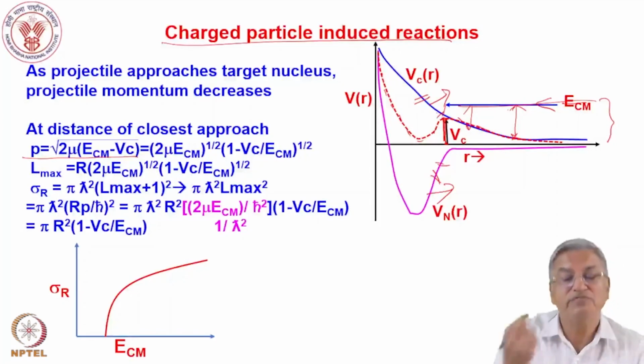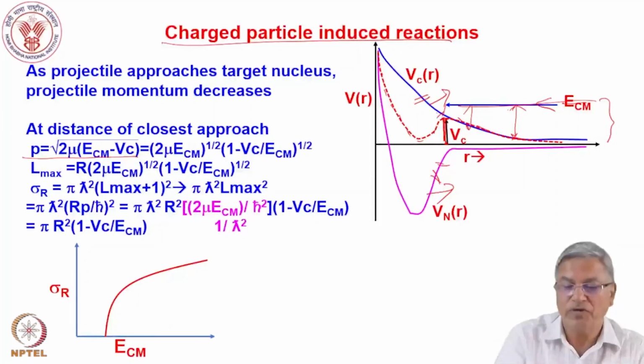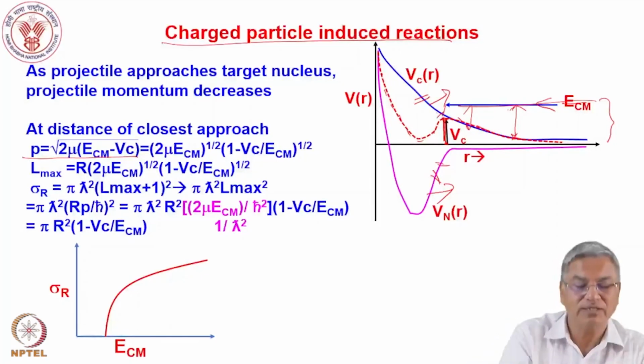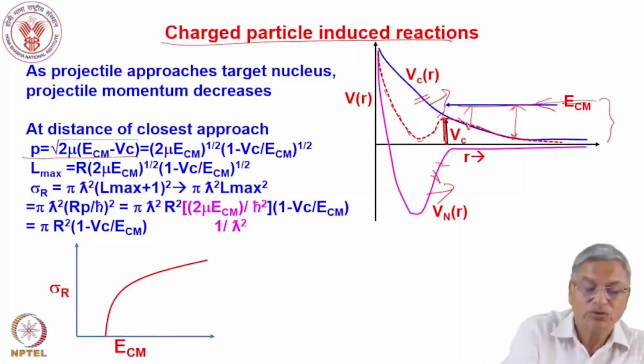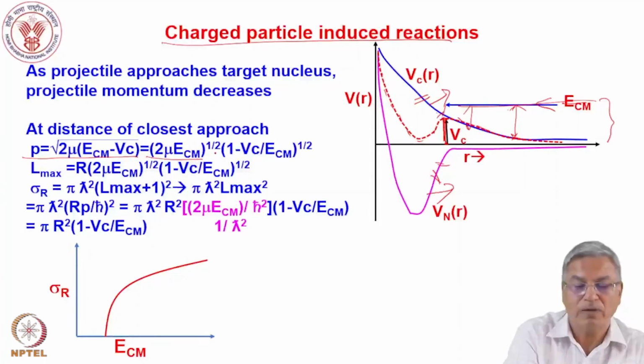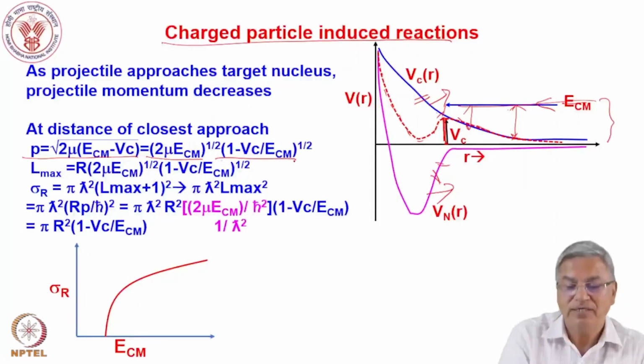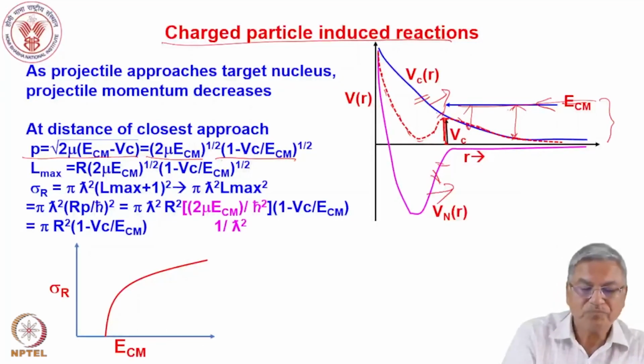Normally, at infinity, the momentum is 2 mu ECM, but when the projectile comes close to the target nucleus, the Coulomb barrier starts getting felt, and so it becomes 2 mu (ECM minus BC). You can take the 2 mu ECM square root outside, so you are left with (1 minus BC upon ECM) to the power half. So this is the momentum at infinity, and this is the momentum at contact.